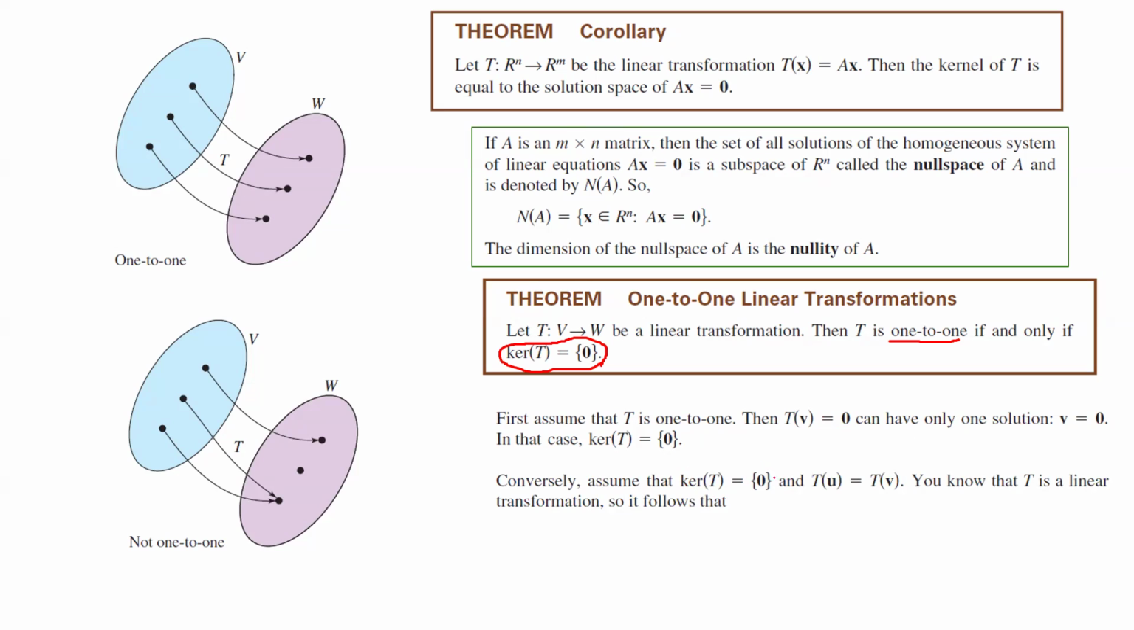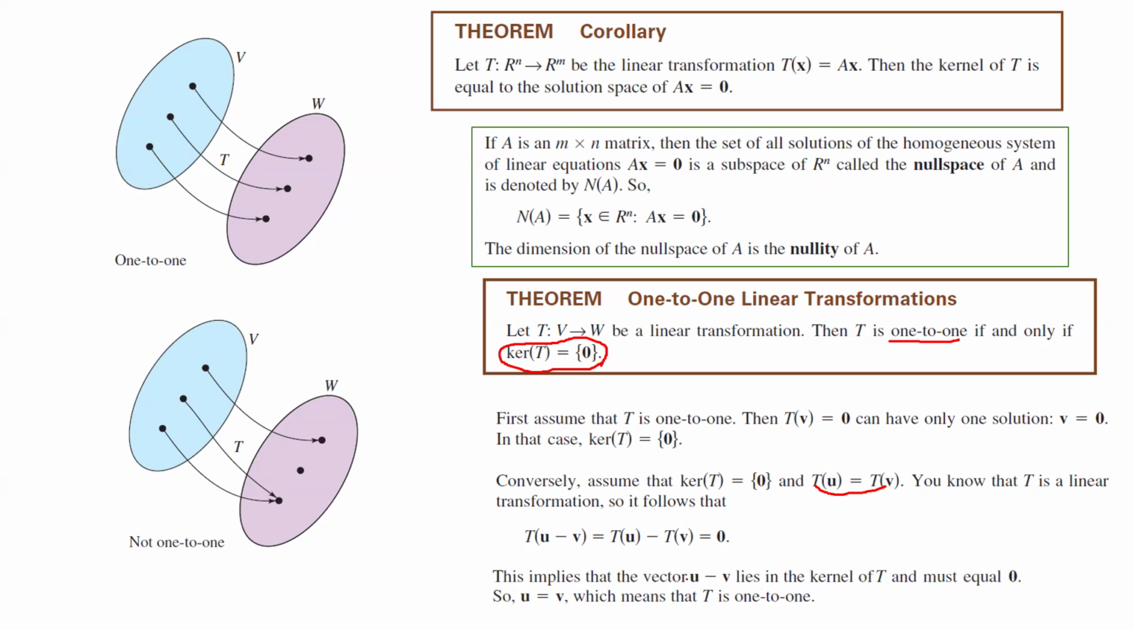Conversely, if the kernel of T is equal to the 0 vector and TU is equal to TV, since T is a linear transformation, T of U minus V is equal to TU minus TV. But since TU is equal to TV, it means that the difference between these two is equal to 0. So what's the meaning of that? It means that U minus V is in the kernel of T, and it must be equal to 0. So we just showed that U is also equal to V. It means that T is one-to-one.